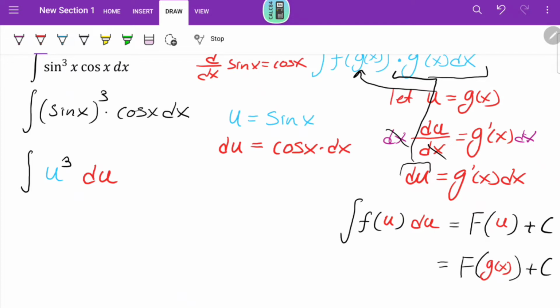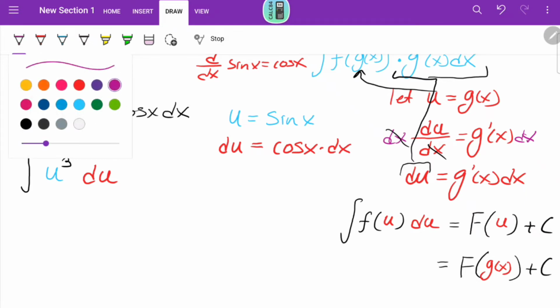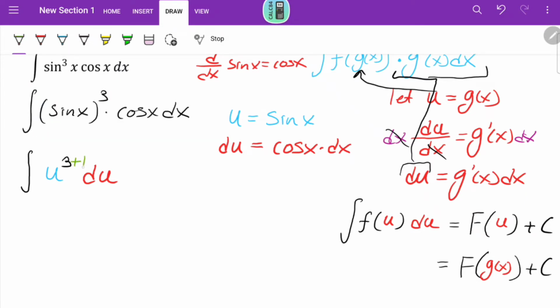Now the integral is in terms of u. And we're going to take the antiderivative by adding 1 to the exponent, and dividing that by 3 plus 1. When you take the antiderivative, remember to drop the integral sign. That's going to be u to the power of 4 over 4. And don't forget to add your plus c.